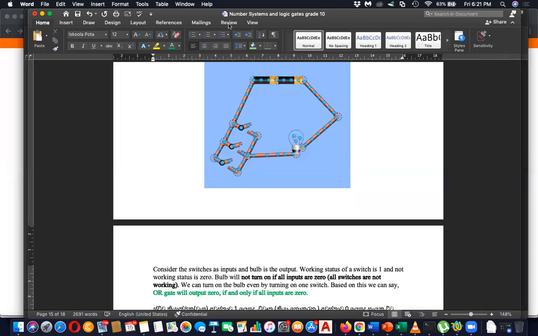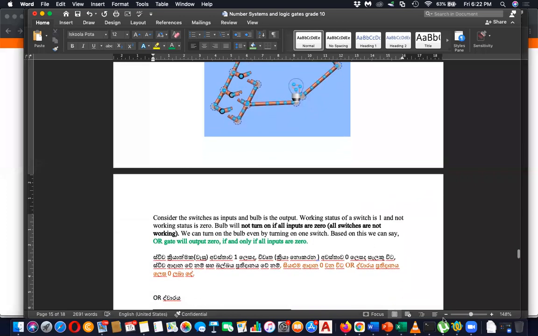Okay, once you're done, please let me know. If you finish writing, I can move to the next one. So let's see the truth table as well as the symbol.